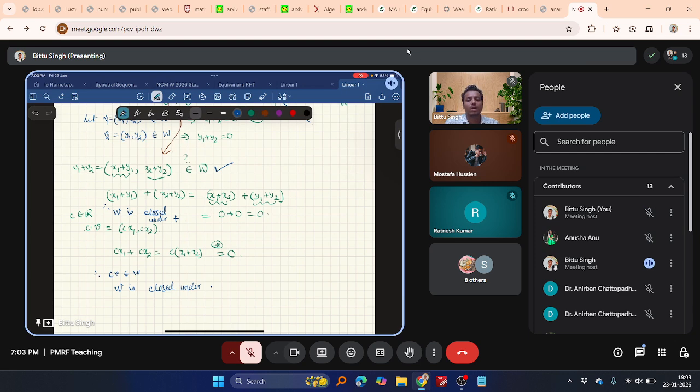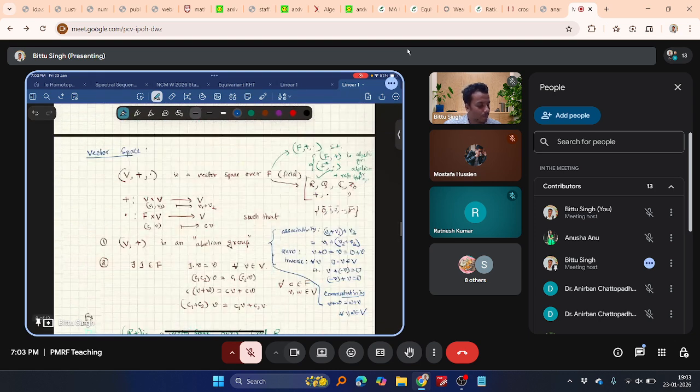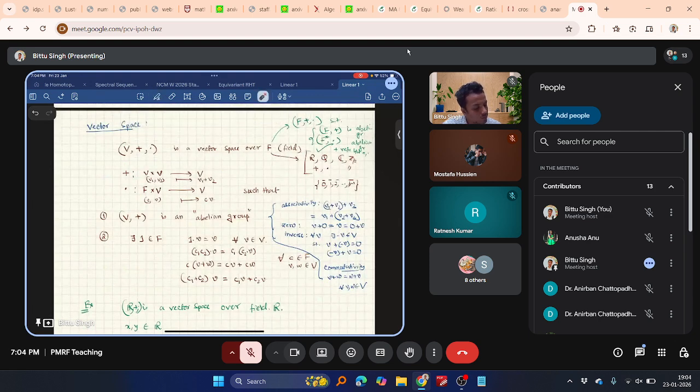Okay. So W is closed under addition and scalar multiplication. Now it is an interesting exercise. You can check that if those two properties are satisfied, then all the other properties will also be satisfied by W. If you take addition and multiplication, those will be a particular case of these previous properties.